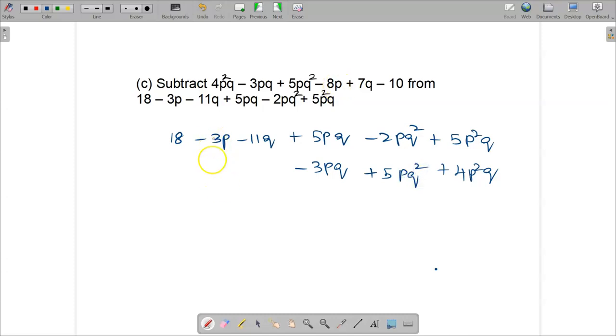Then it is the p term. P term means here I have to write. So what is the term? It is minus 8p. Then the q term. Where is the q term? Here is the q term. So 7q. Then the constant. Where is the constant? Here it is the constant. So it is minus 10.